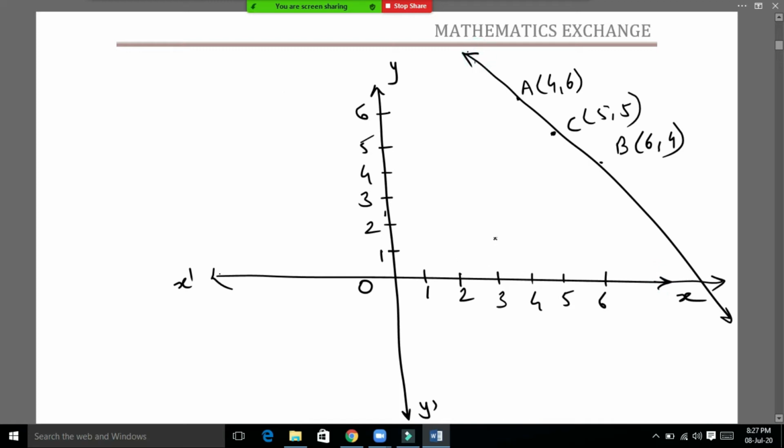We plot for the second. So (0, 4). This is the point (0, 4). Let us denote it by D. Next is (1, 5), E (1, 5). And (2, 6), F (2, 6). Again join these 3 points. So at some point we get the intersection point of these lines.